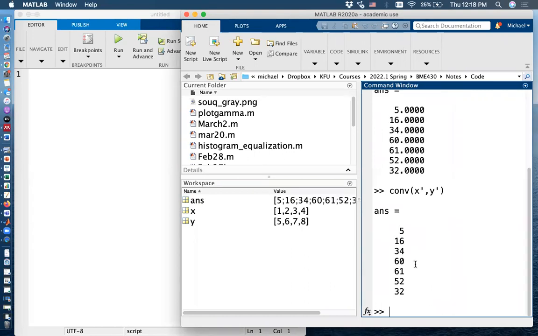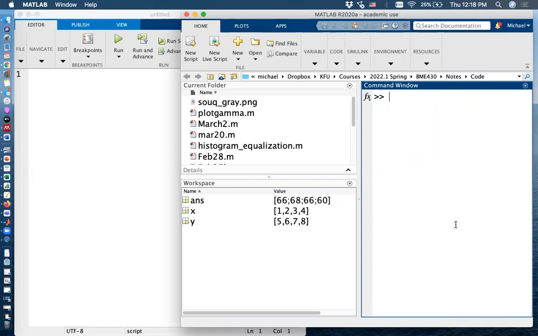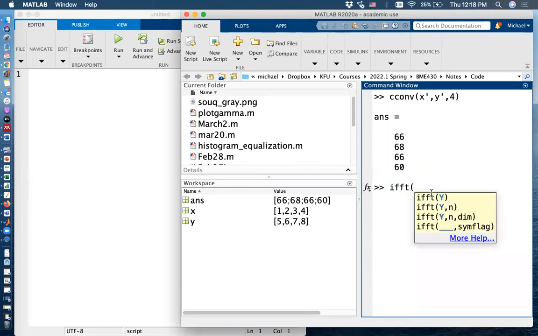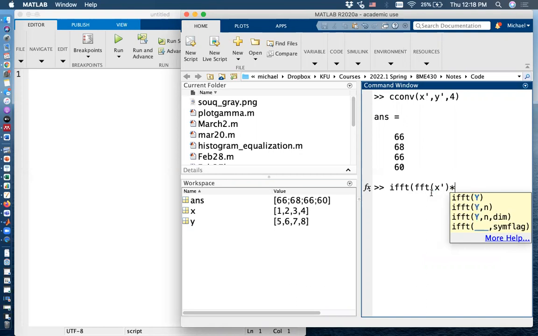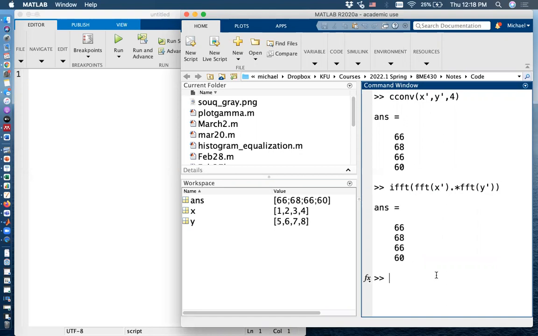All right. So again, clear the workspace. This is what we want. This is the circular convolution with 4 elements. Now, what we want to demonstrate is that the inverse DFT, which MATLAB calculates with the FFT, the inverse FFT of x multiplied element by element, so we need that dot to do element by element, of the FFT of y should give us the exact same results here. Let's see if that's true. It is.